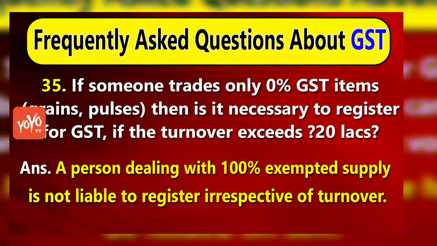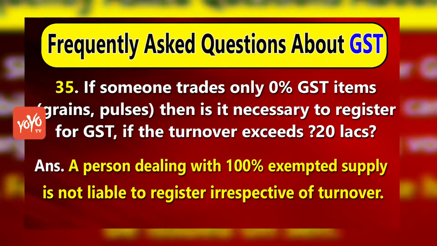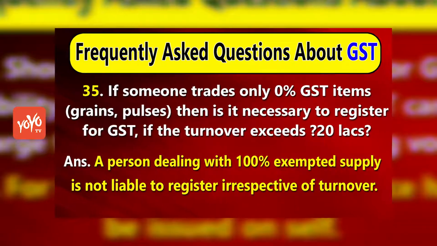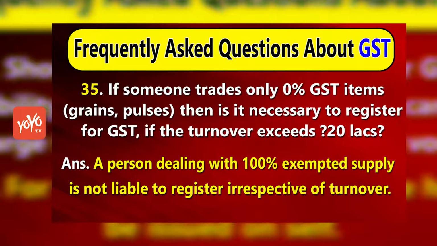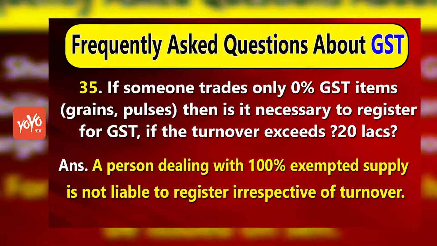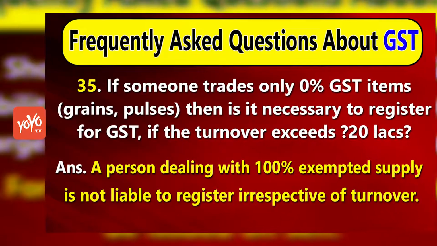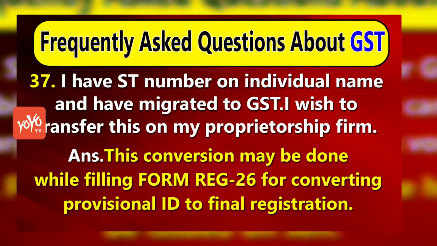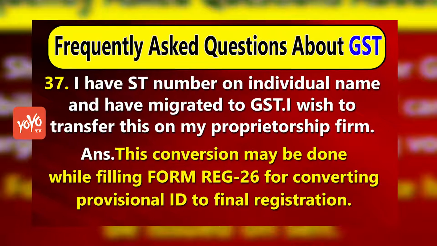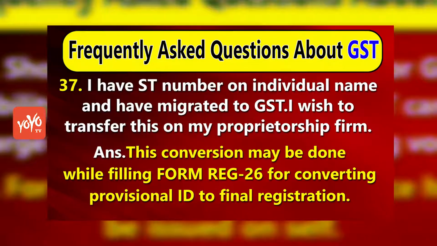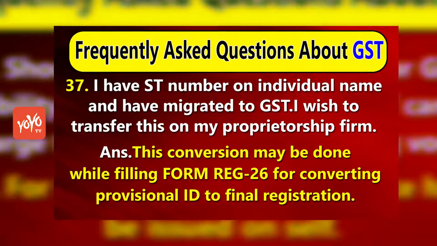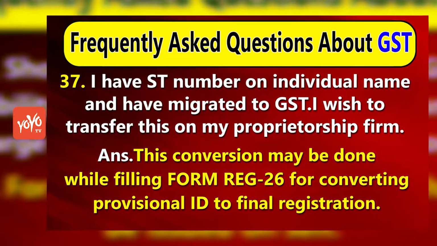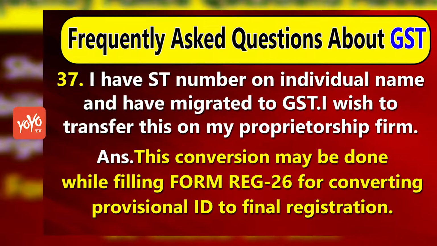Question. If someone trades only 0% GST items like grains or pulses, then is it necessary to register for GST if the turnover exceeds 20 lakhs? A person dealing with 100% exempted supply is not liable to register irrespective of turnover. Question. I have an ST number in individual name and have migrated to GST. I wish to transfer this to my proprietorship firm. Answer. This conversion may be done while filing Form REG-26 for converting provisional ID to final registration.